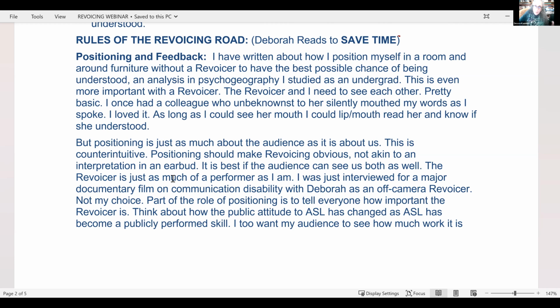Rules of the revoicing road, positioning and feedback. I've written about how I position myself in a room and around furniture without a revoicer to have the best possible chance of being understood. An analysis in psychogeography I studied as an undergrad. This is even more important with a revoicer. The revoicer and I need to see each other. This is Deborah speaking. That's absolutely true. There's a lot more than sounds and words that get exchanged.